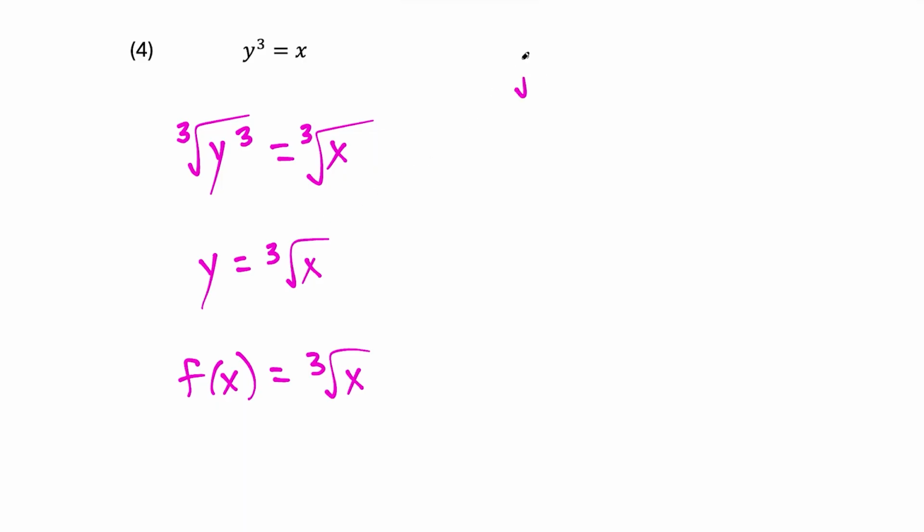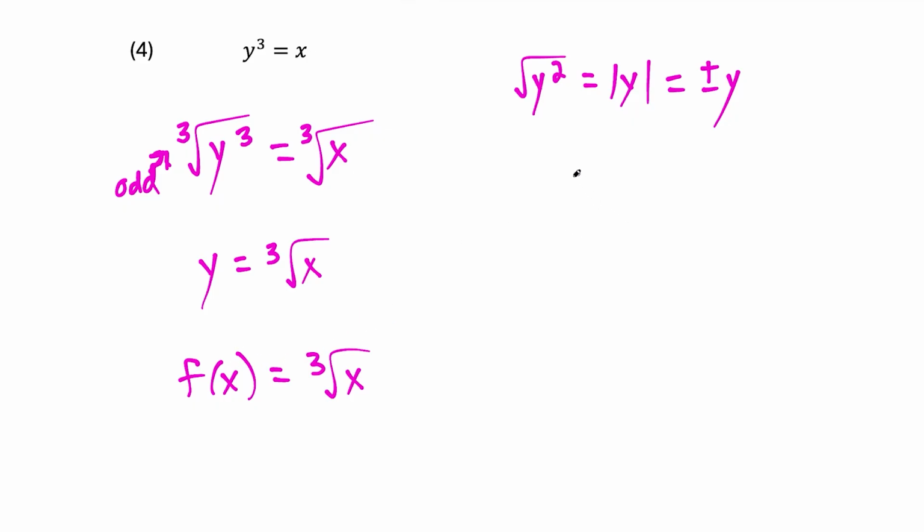Before, I said something like this. When we take the square root of y squared, we have to worry about this being the absolute value of y, which is plus or minus y. But here, this is not a problem this time around because we're taking an odd root. Okay, so this is something that we can solve for y, and we could express our function as f of x equals cube root of x.